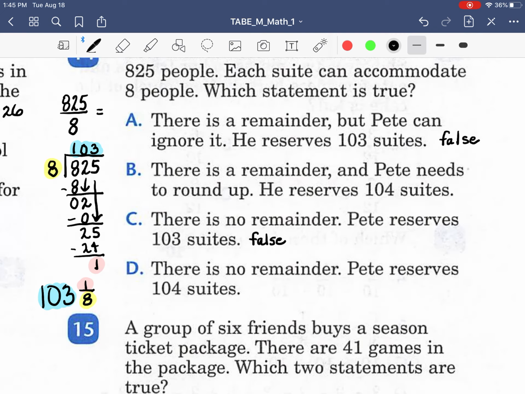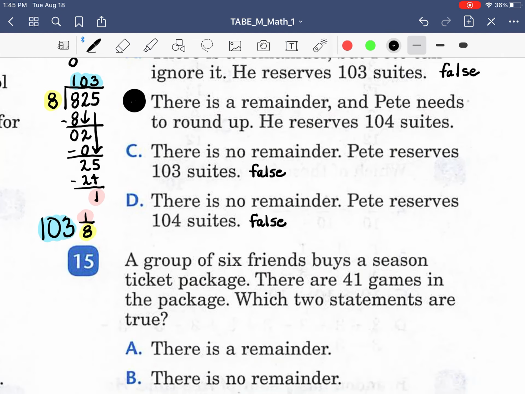There is no remainder. I can stop right there because that's not true. There was a remainder. There is no remainder. I can stop right there. That was not the situation. It is B. So that one person may get a suite to himself or herself, but they have to have enough rooms for all of the people. So he would have to round up.